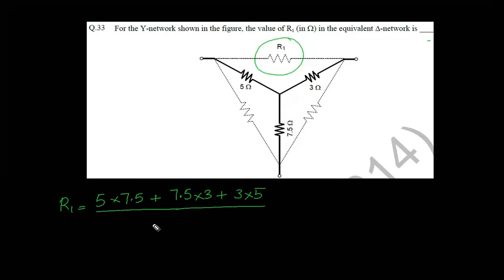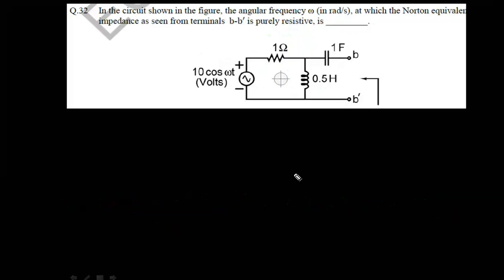The opposite resistance is 7.5, right? So 7.5 cancelled gives 5, plus again 7.5 cancelled gives 3, plus 5 into 3 is 15. 15 by 7.5 is 2. So that is 10. 10 ohm is the answer, right? Moving to the last 2 mark question.